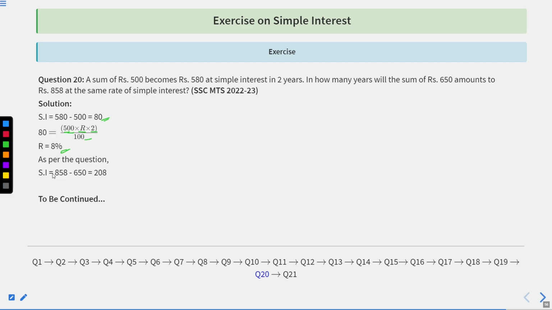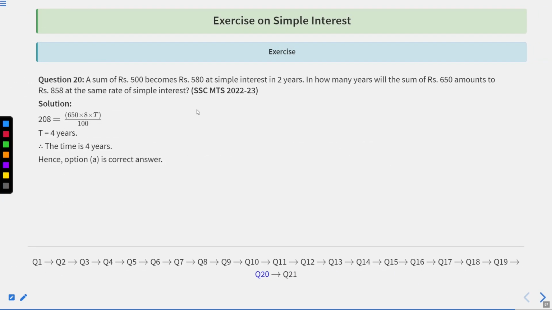So as per the question, simple interest is equal to 858 minus 650, which is 208. So 208 equals PRT upon 100. So P is 650, R is 8 and T is unknown. So when you solve this, you will get T equal to 4 years. So the time is 4 years. So the option correct here is option A.